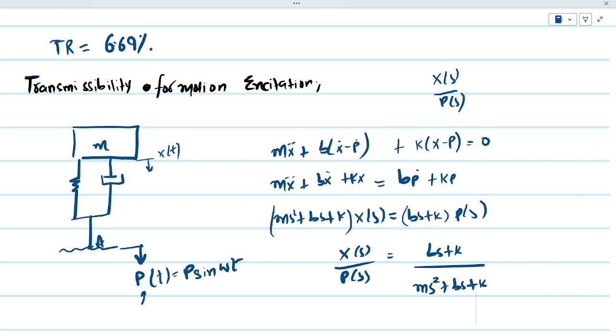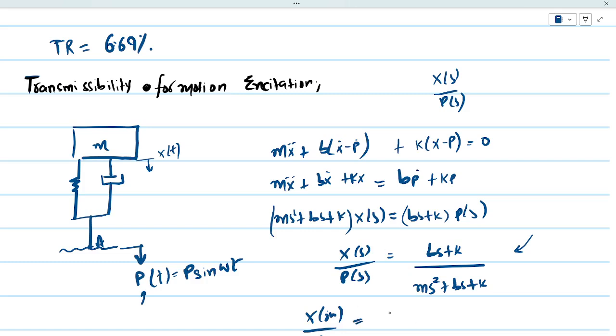So that's the motion transmissibility, and again we are interested in the steady state response of our system, so we can rewrite this as X(j omega) divided by P(j omega). Although if you want to solve at this stage, it's perfectly fine, it will give you the total solution, the transient and the steady state, but currently we are interested in the steady state response only.